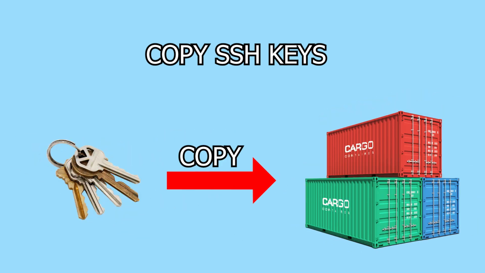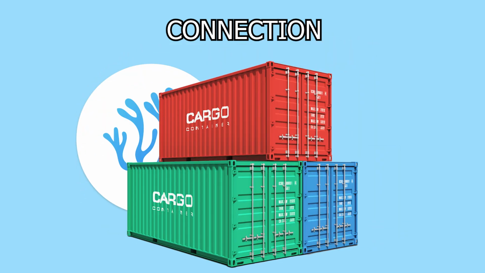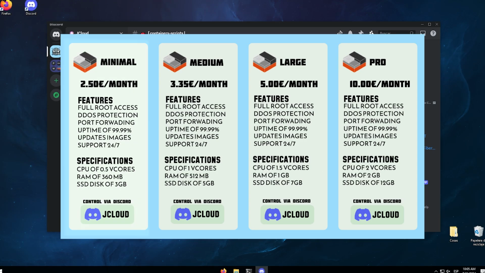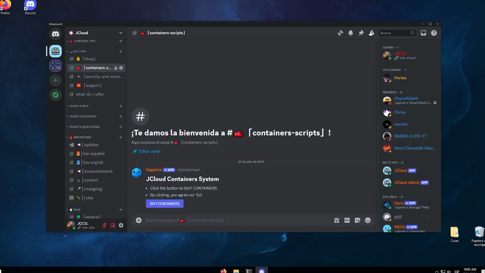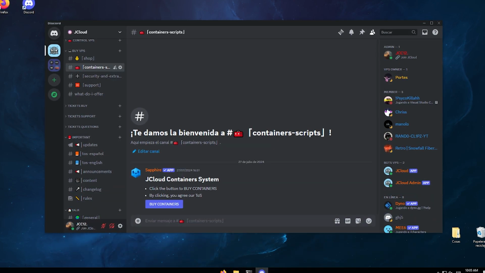We will copy our SSH key to the container for logging in without a password, integrate the container with our system, and connect the container to VS Code. This can be done with any of the 4 container plans that we offer. This is the first part of a mini-series on setting up containers for different tasks.